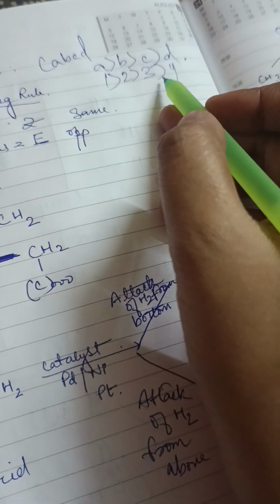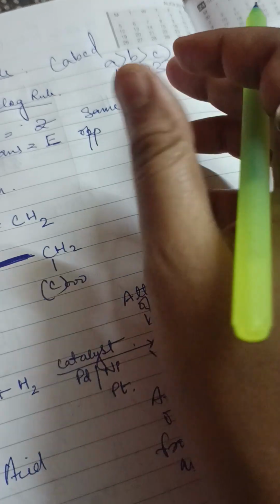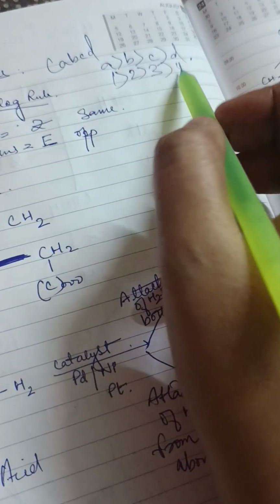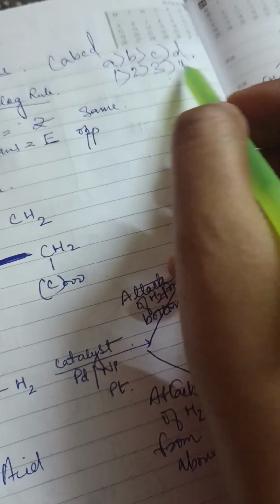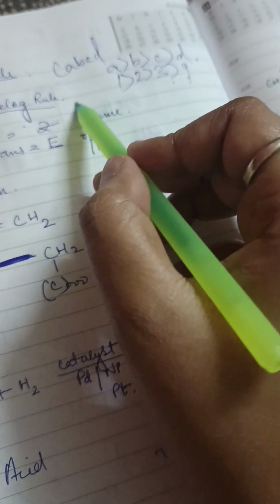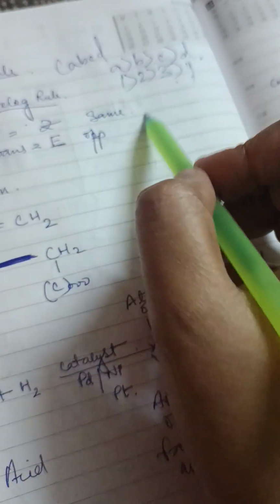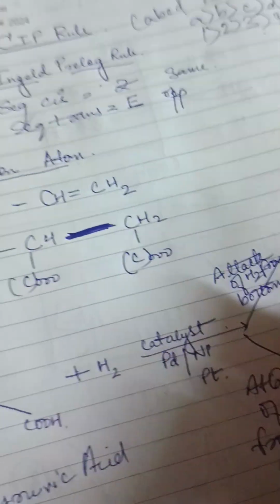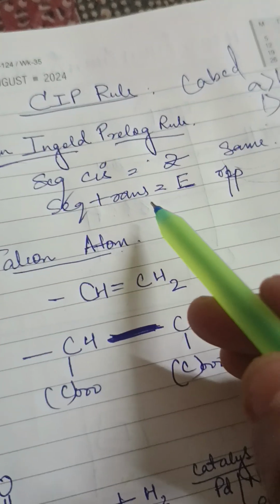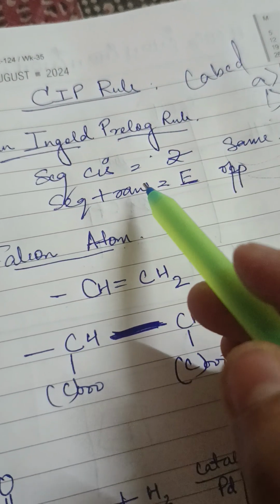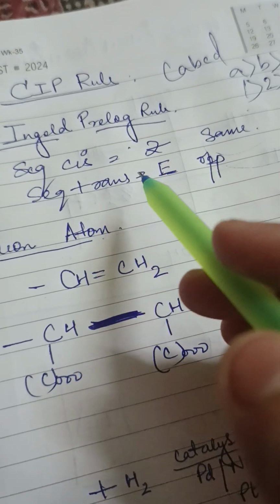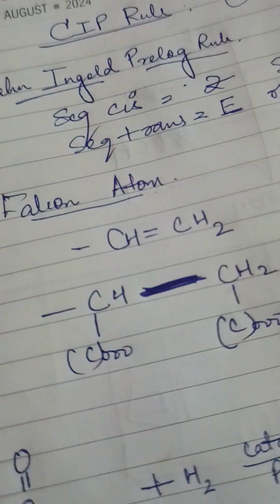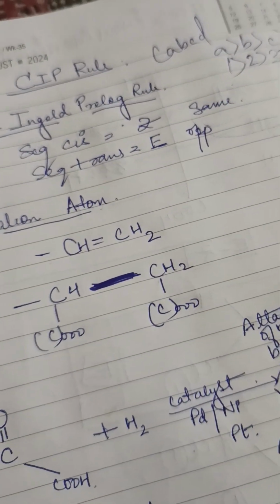Now you look from the least priority, that is the fourth priority, in such a way that if 1, 2, 3 are shown in clockwise, it is R, in anti-clockwise then it is S. And also if the highest priorities are on the same side, sequence cis, then it is Z. If the highest priorities are on the opposite side, sequence trans, then it is E.